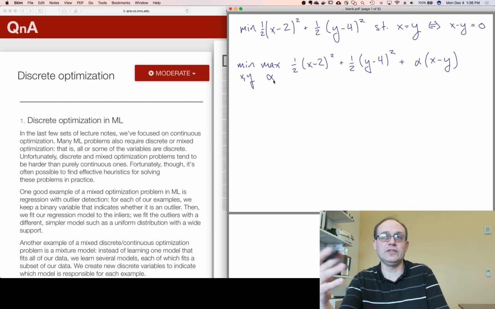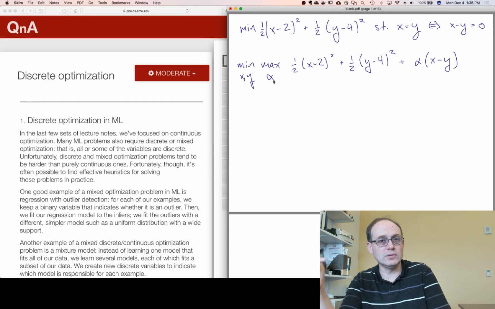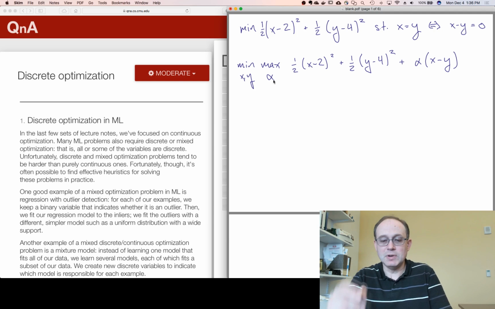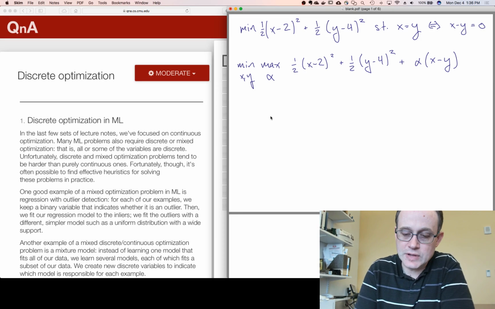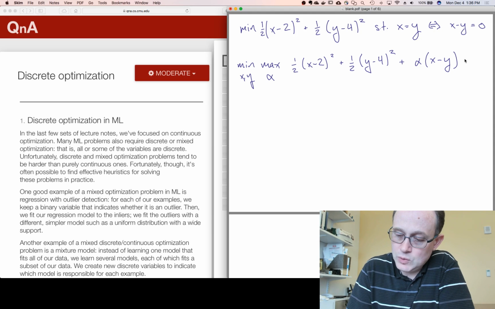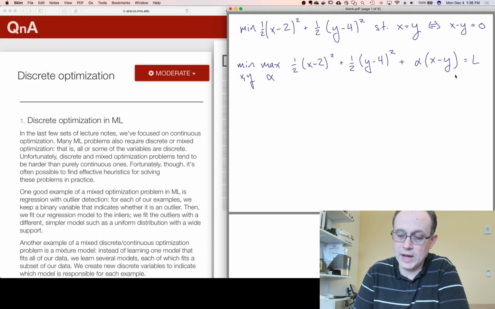The same way when you solve a pure minimization problem, you have to check whether your solution corresponds to a local minimum, a global minimum, or, you know, a saddle point. But here, it turns out that there's only one solution, and it's going to be the global solution. So let's go ahead and do that. We'll call this objective L. It's a function of x, y, and alpha.